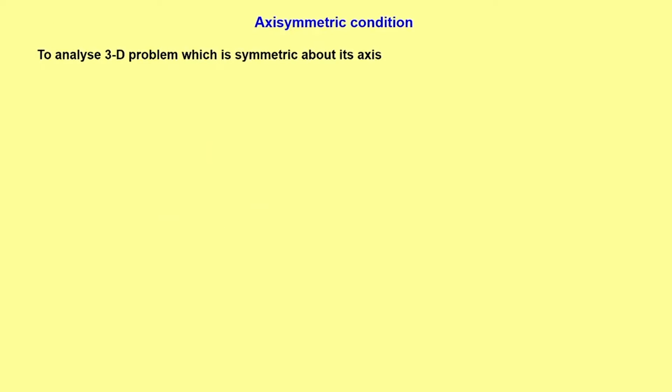So the third idealization is axisymmetric condition, to analyze a 3D problem which is symmetric about its axis. Now axisymmetric condition is not new to geotechnical engineering. Most of the problems have this particular aspect come into the picture. Knowingly or unknowingly, we have already dealt in detail with axisymmetric problems. This is also nothing but idealizing a given 3D problem to a 2D problem. How? It is based on the axis of symmetry.